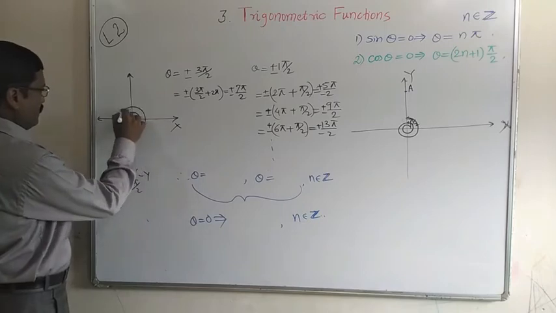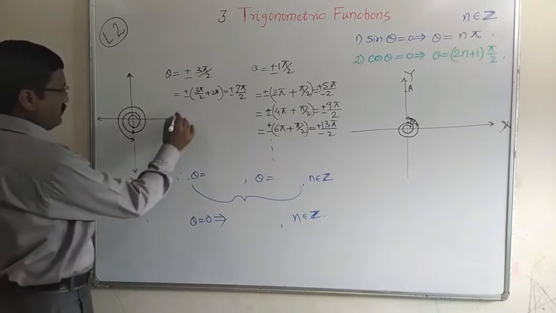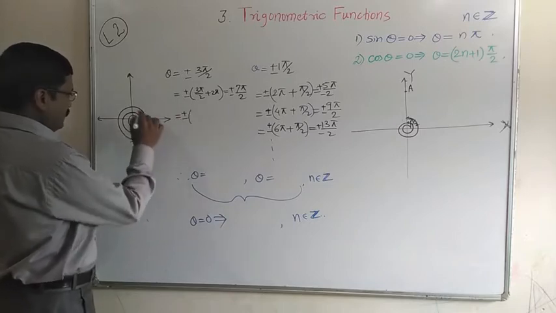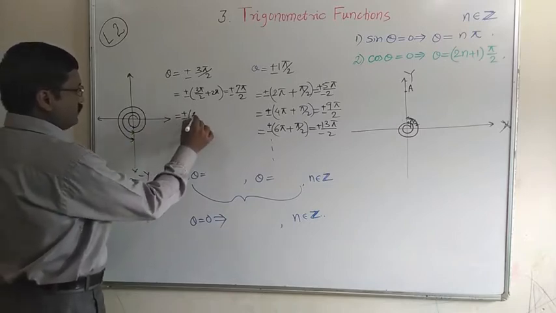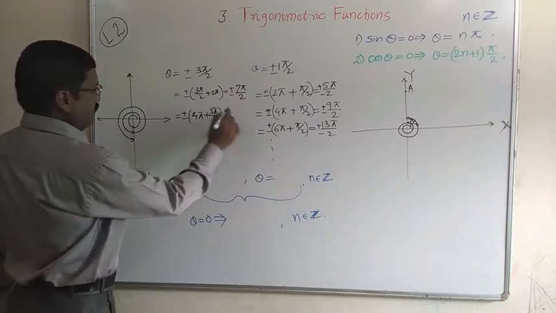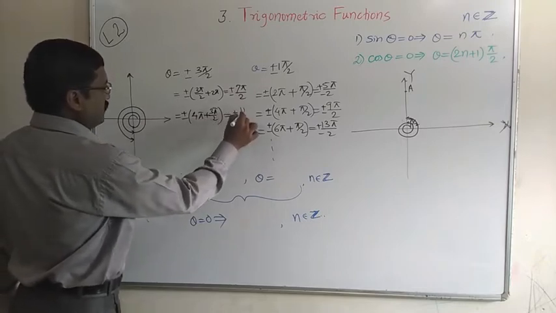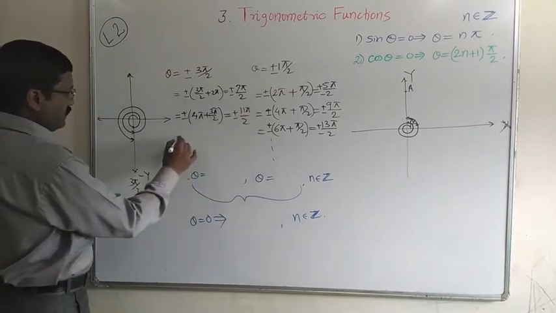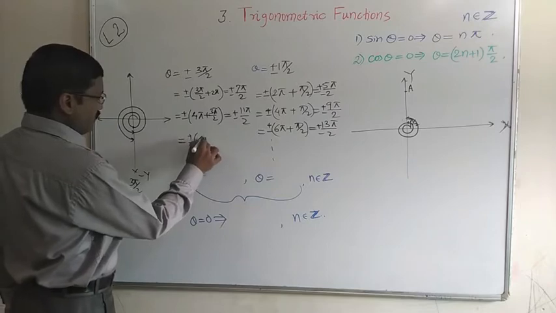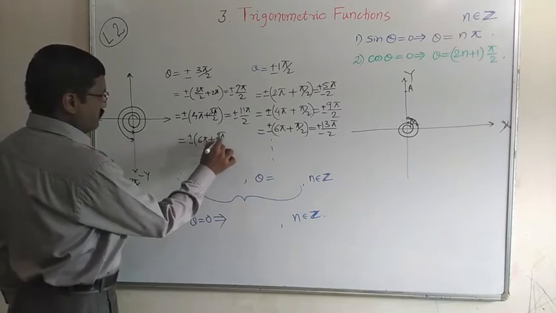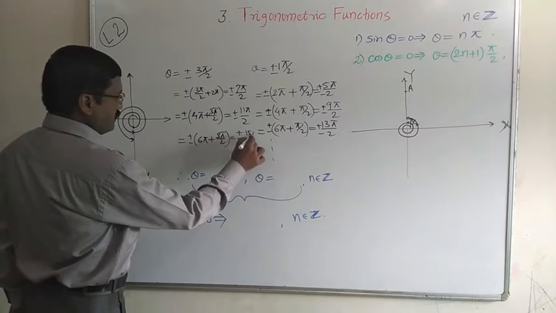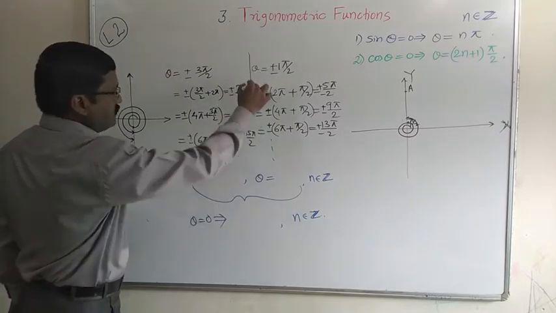Again, we complete one circle and get the next angle. We have completed two circles, so 4 pi plus 3 pi by 2, that will be 11 pi by 2. Obviously, the next will be plus minus 6 pi plus 3 pi by 2, that will be plus minus 15 pi by 2.